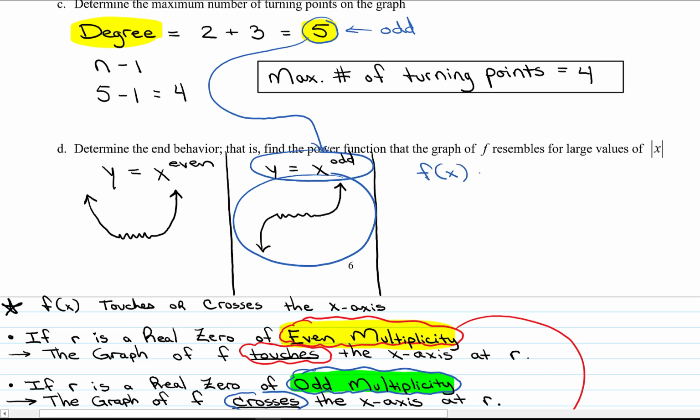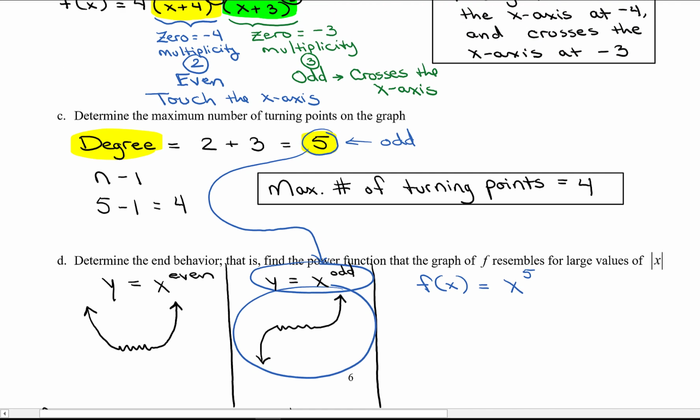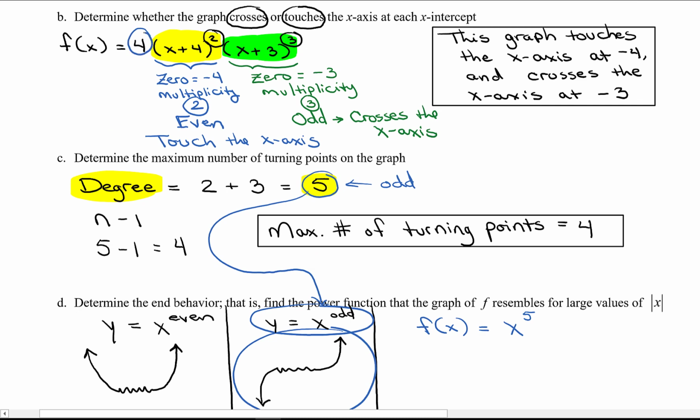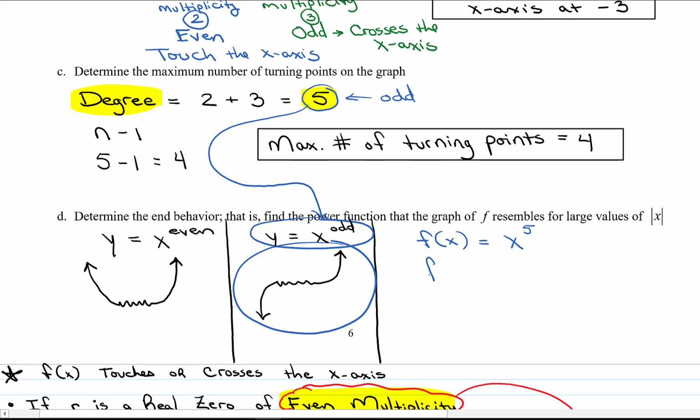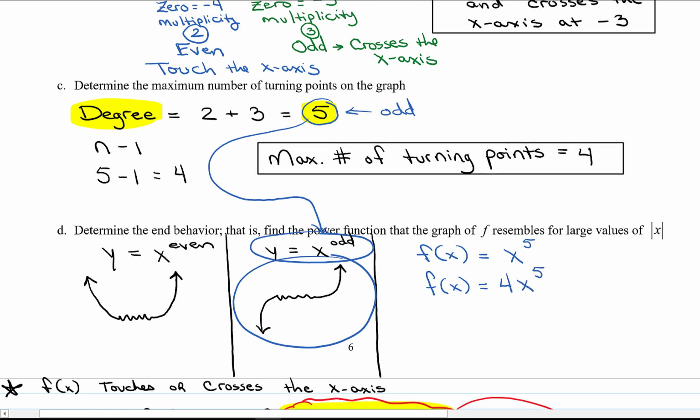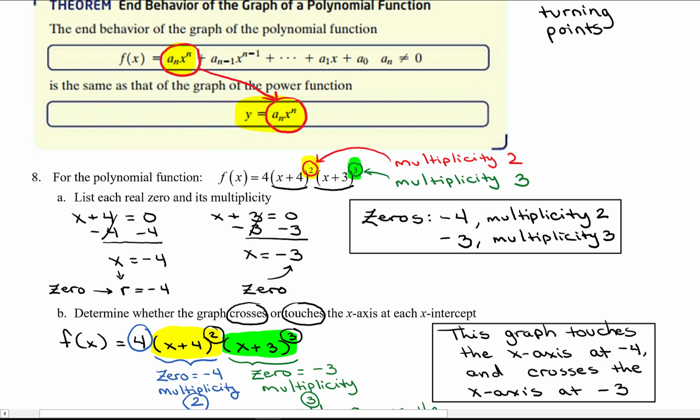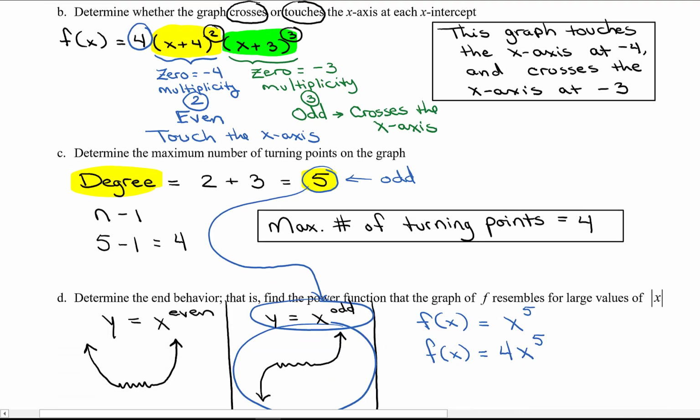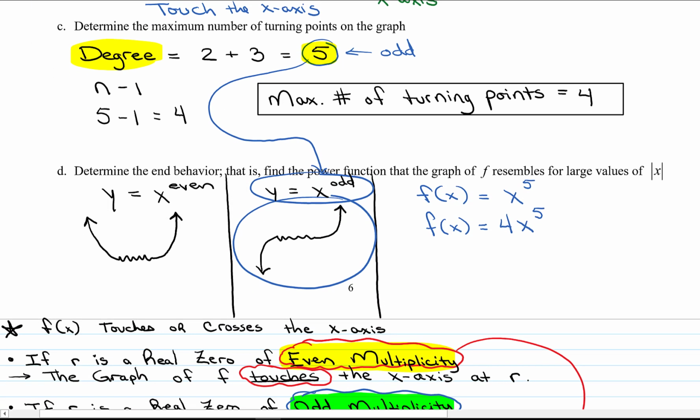So in this case, f of x is going to be equal to x to the 5th, but wait a minute, I think we had a different coefficient here in the leading coefficient spot. So I think this is f of x is equal to 4x to the 5th. And yes, that's what it says here we need to focus on for end behavior, is that first leading term of your polynomial. So the end behavior of this function is going to look a lot like that y equal to 4x to the 5th for that power function.